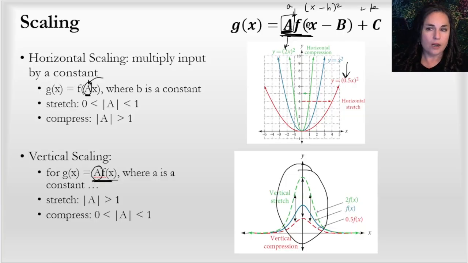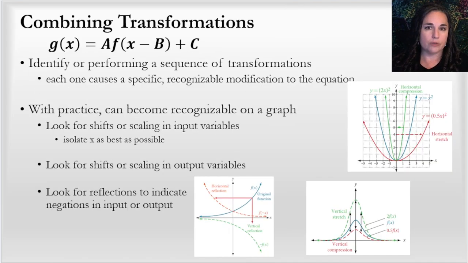I wanted to finish up here with something that, of course, you probably knew was coming: transforming transformations. We're not going to do all these just individually. You're going to have to look at a graph and do multiple ones at once. So identify or perform a sequence of transformations. We can have shifts, reflections, and scalings. All right. And looking at the graph and being able to identify, was there a shift? Was there a reflection? Was there a scaling?